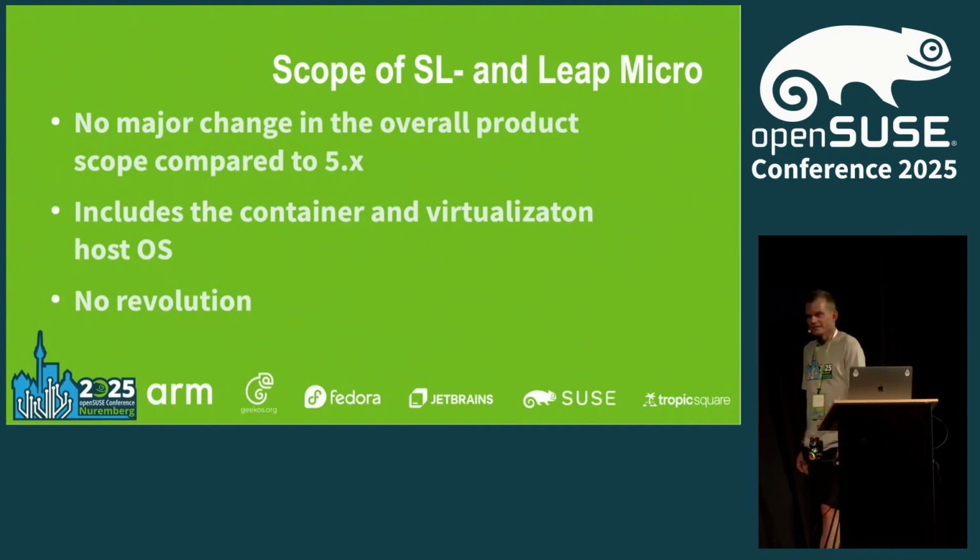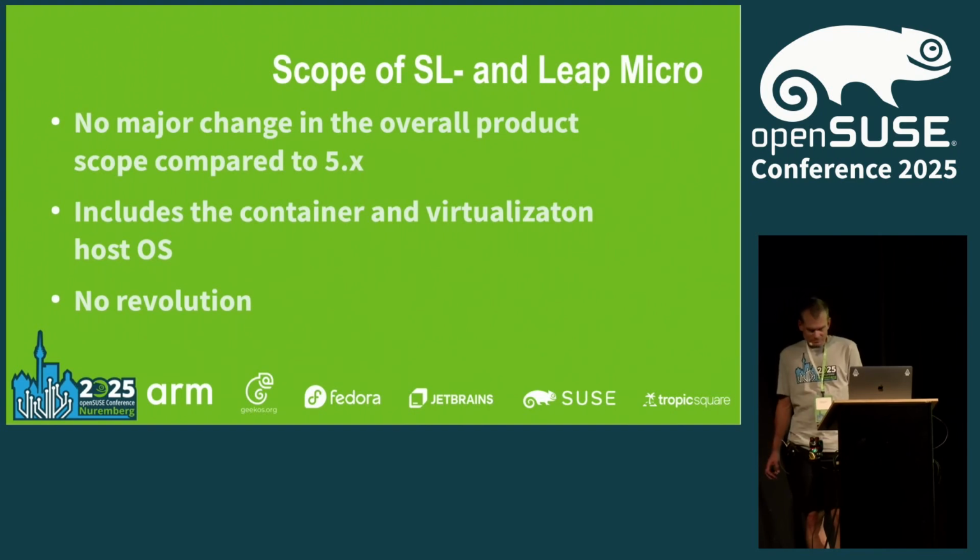Overall, in the design, there was no real breakthrough change compared to the previous release, to the 5.x releases. Maybe the most important change was that wicked was not available. On the other hand, we already introduced NetworkManager as an option in, and I don't remember which of the releases it was. So I would not really consider this a revolution, but another step in the evolution.